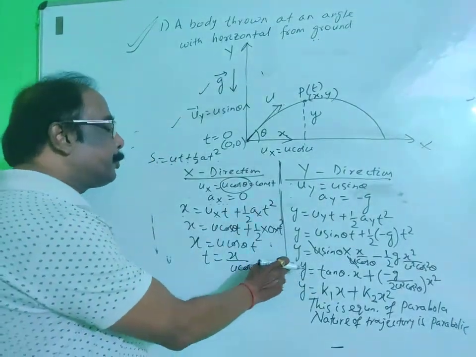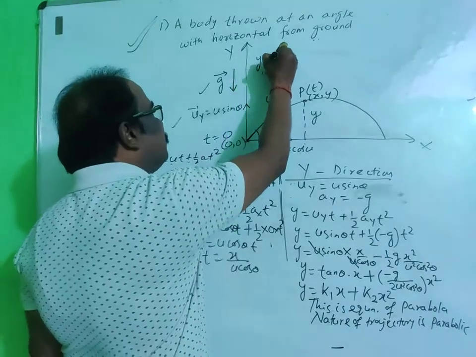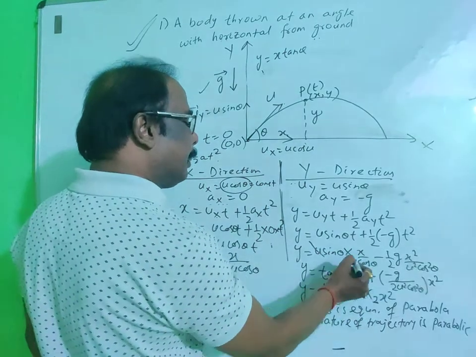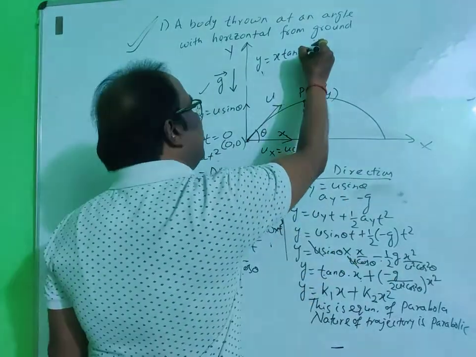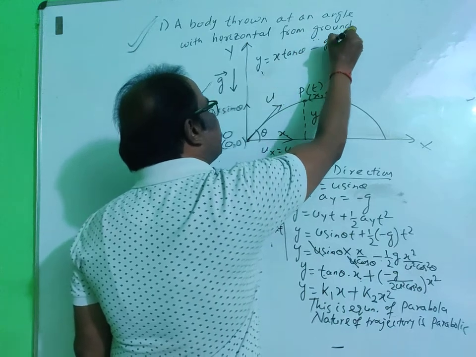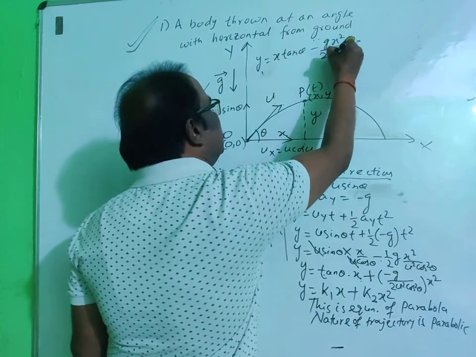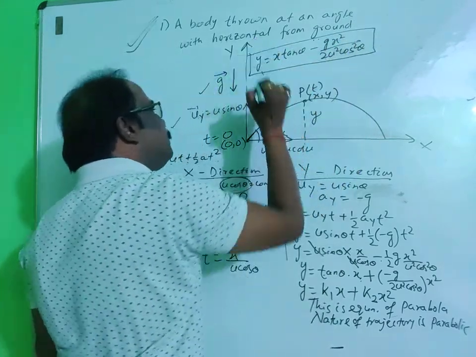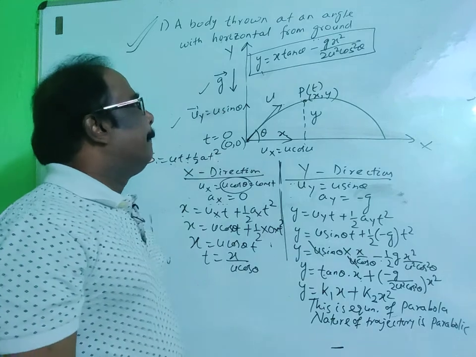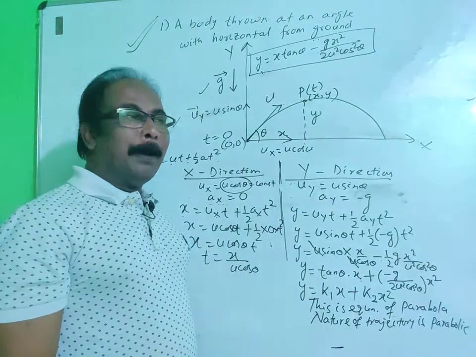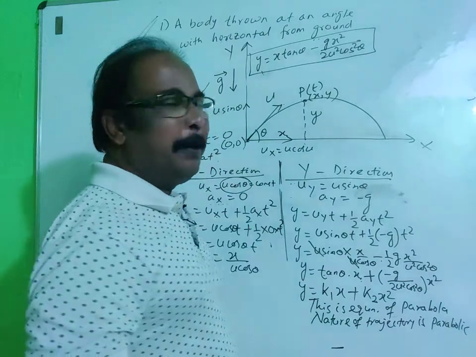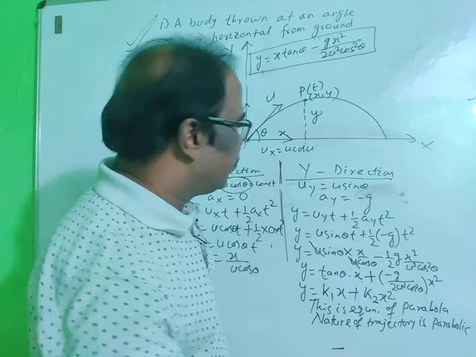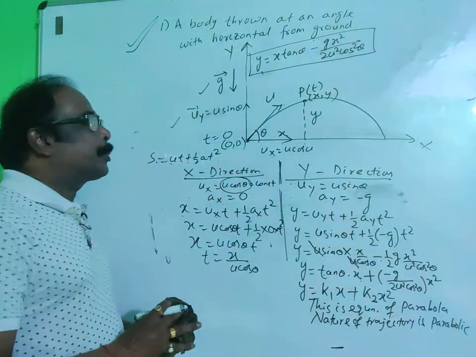And you remember this equation like this: y is equal to x tan theta minus g x square divided by 2 u square cos square theta. Very important for numerical purpose. This is the equation of a projectile fired from the ground at an angle. This equation may be written in different ways for your future and competitive purposes. I am writing the equation. Is this dynamics clear to you?